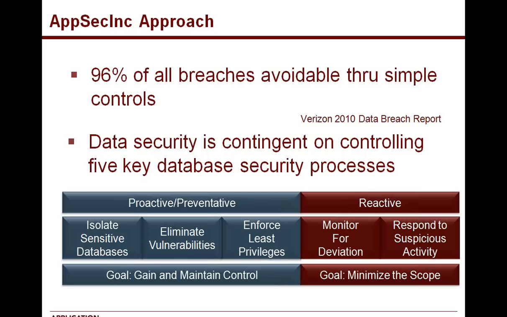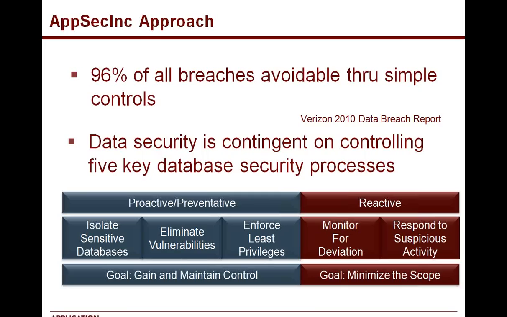The third step is what we call enforce least privileges, which is to make sure that all users in your database ecosystem only have the privileges they need to do their job. Now, these 3 process steps are the more proactive and preventative process steps. The goal here is to gain control and then maintain control of your database ecosystem.